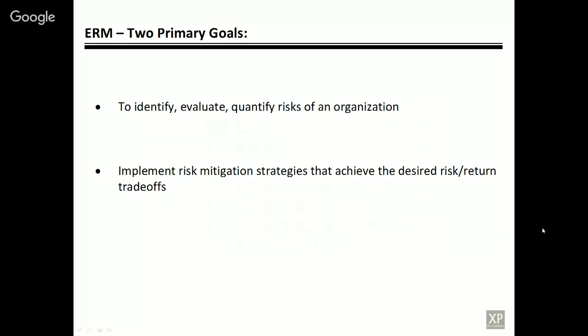So what are the two primary goals of ERM? The first is to identify, evaluate, and quantify the risks of an organization. The second is to implement strategies that achieve the desired risk-return trade-offs that management wants.